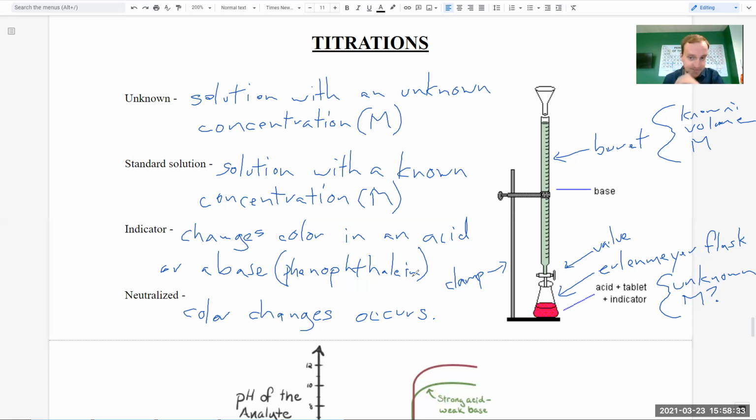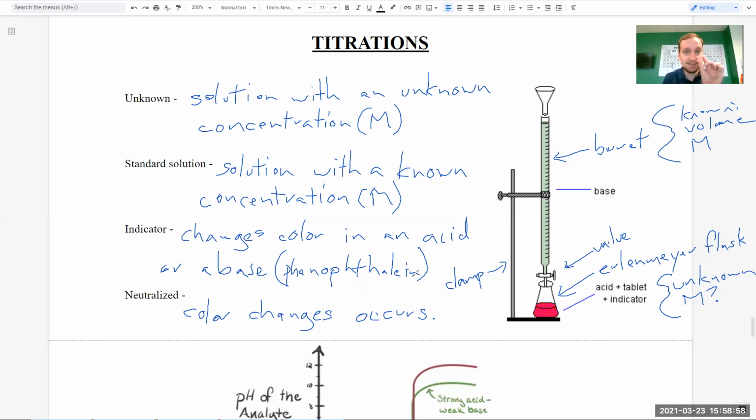But the flask is more like this. So what we're going to do is open that valve very slowly, and we're going to drip in the base from our standard solution. Drip by drip by drip, very slowly. We're going to be swirling the Erlenmeyer flask. What we're looking for is the appearance of a color change. In this case, it's going to go from pink to clear, and then it could potentially go into blue.